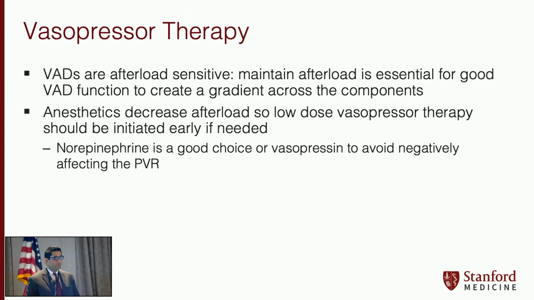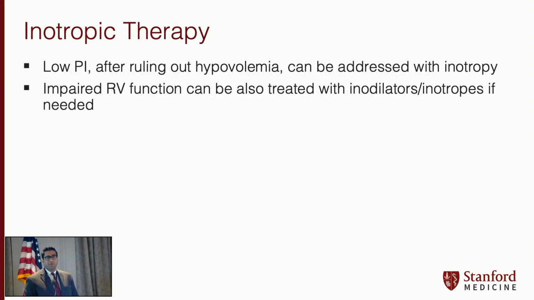Norepinephrine is generally a good choice, or vasopressin if you're concerned about the pulmonary vascular resistance, although all of the vasopressors available to you are generally okay to use. If you decide you need inotropic therapy because you have low pulsatility, you want to rule out hypovolemia first, and then you could begin your inotropy therapy. As we discussed, if you're concerned about RV function, you can also consider using inodilators and inotropes as needed, or you can use pulmonary vascular resistance afterload reducers if they're available to you.